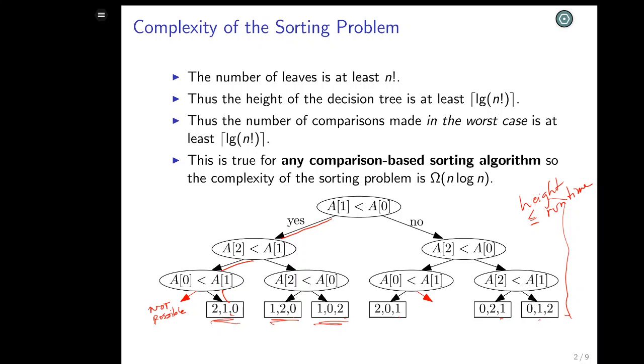And there's no leaf, like before in the insertion sort, where there was a leaf up here, and then a bunch of leaves down here. Here, all the leaves are at the same level. Why is that?